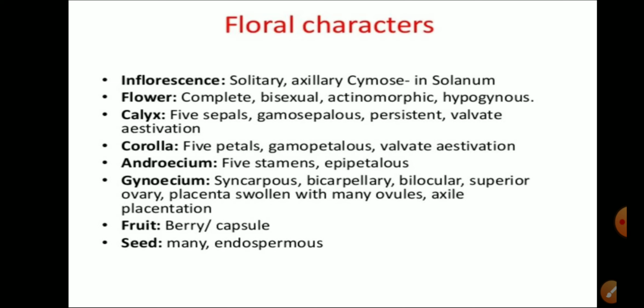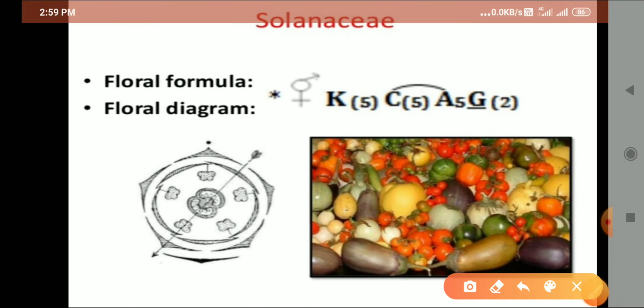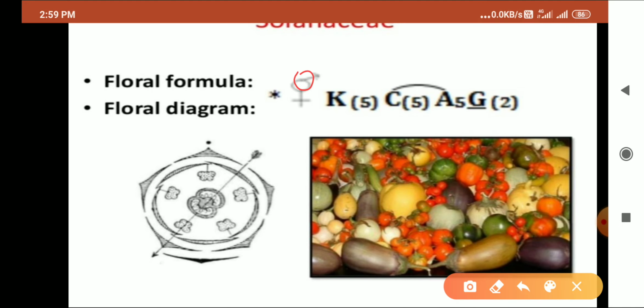The fruit is a berry or capsule type of fruit, and many seeds, or endospermic seeds, may be produced. Now look at the floral diagram and the floral formula. Here the floral formula is shown to you: we have the bisexual flower that is represented by this, and we have 5 fused sepals and 5 fused petals.